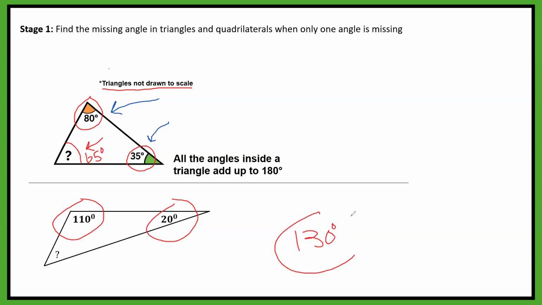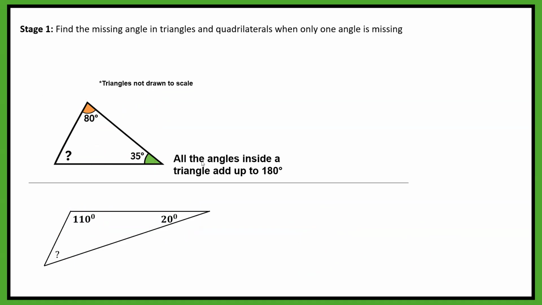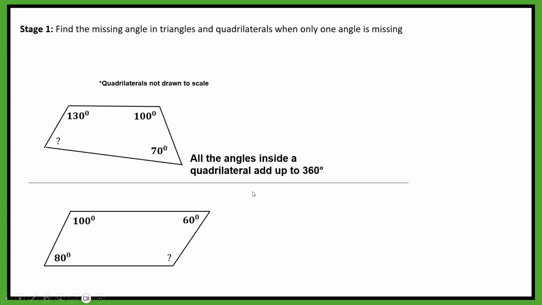So I'm going to take the known angles away from 180. So 180, subtract 130. You can probably do that in your head, but if you can't, we've got our methods that we can use, but the answer is going to be 50 degrees. So the missing angle is going to be 50 degrees, okay? And that's how we find the missing angle of a triangle when we're given two of its angles, right? Let's move on to quadrilaterals.